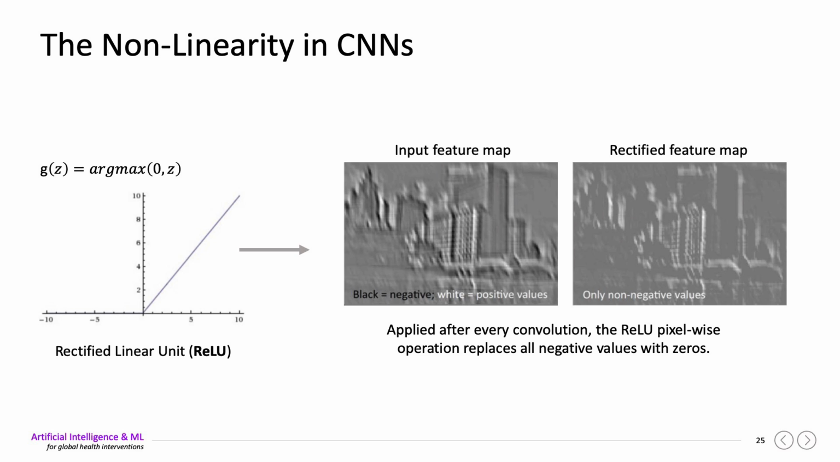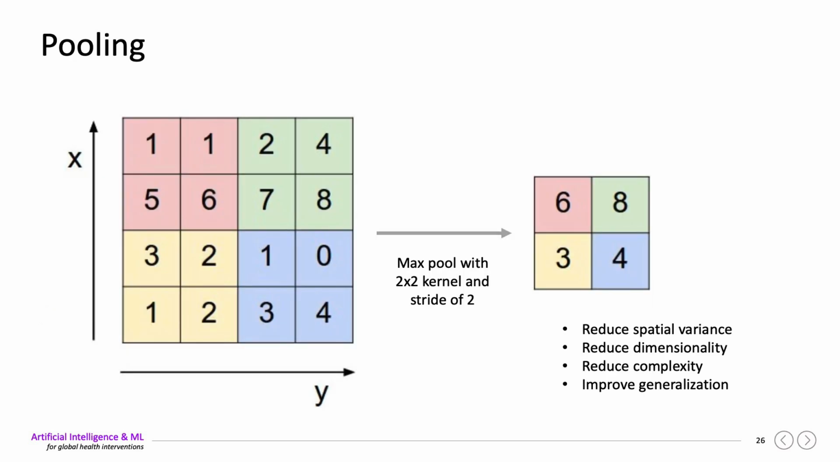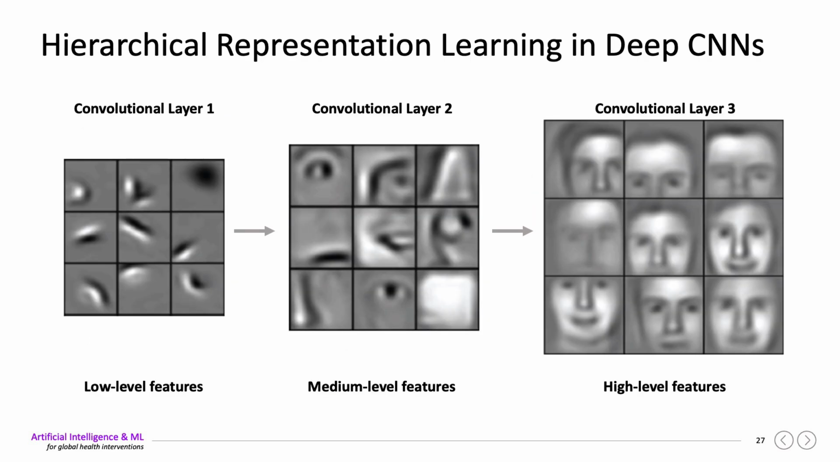Convolutions and ReLU activations are then followed by pooling layers that reduce spatial resolution while preserving the information that is most important. Essentially, pooling downsamples the feature maps, reducing dimensionality, improving generalization, and increasing robustness to small spatial shifts. This sequence of convolution, activation, and pooling forms the feature extraction layer of every CNN and enables these neural networks to learn increasingly abstract representations.